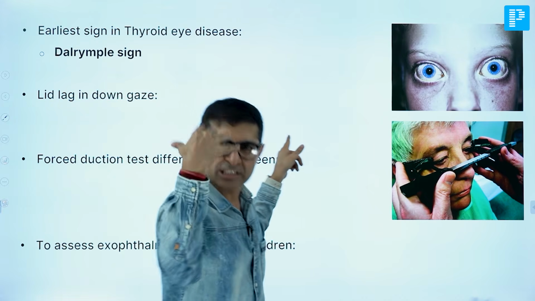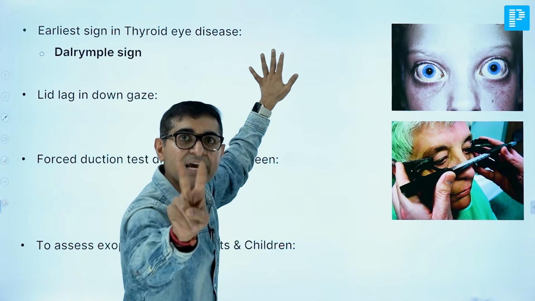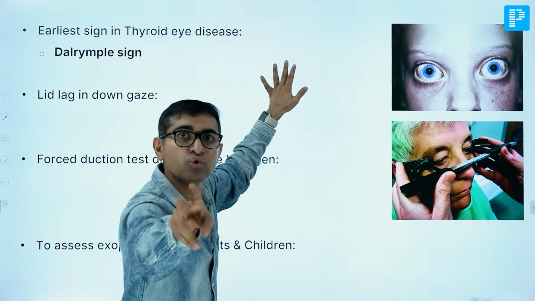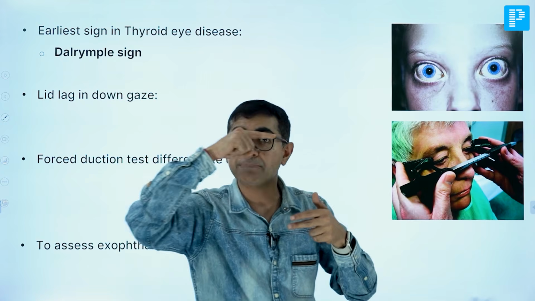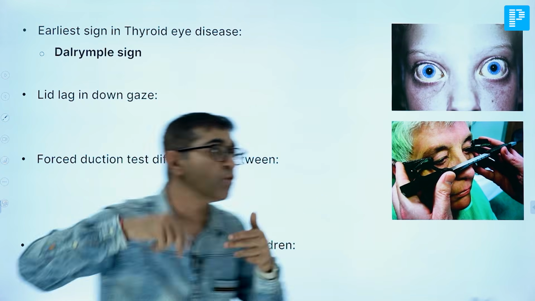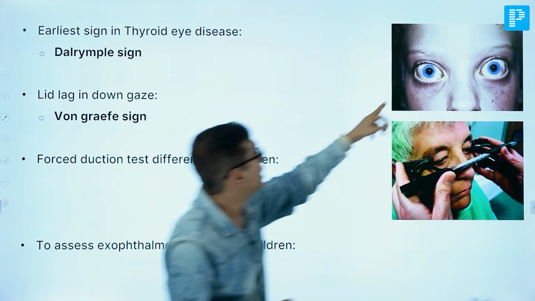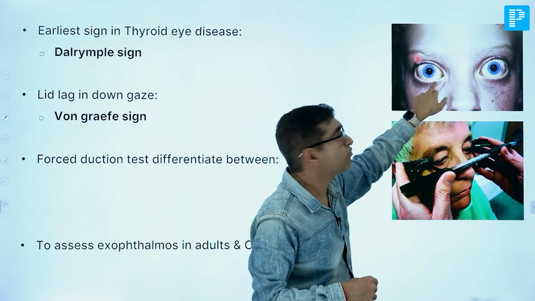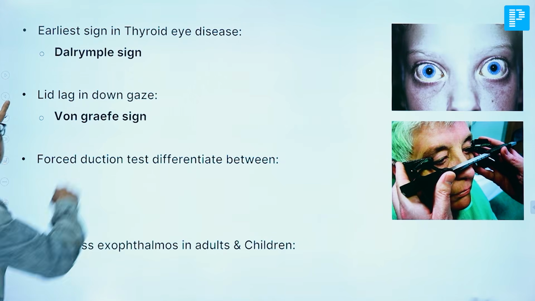The second sign, which is important for you to know, the first is the most common. Now the second sign which is most important for you to know is lid lag in down gaze. You ask the patient to look in down gaze, and you will appreciate that where there is proptosis, the eyelid will not go fully down. That is your von Graefe sign. And here you can appreciate that there is upper eyelid retraction of both the eyes. Okay, that is Dalrymple sign.